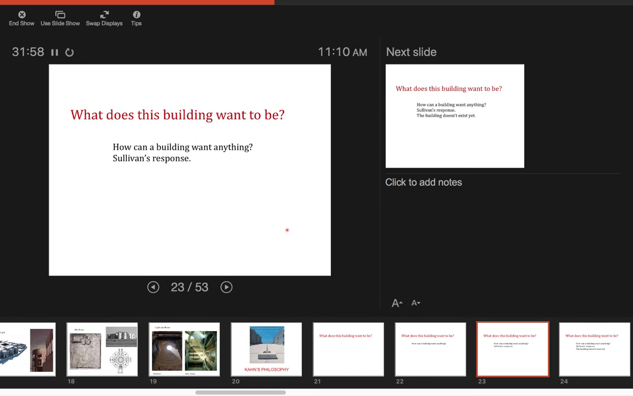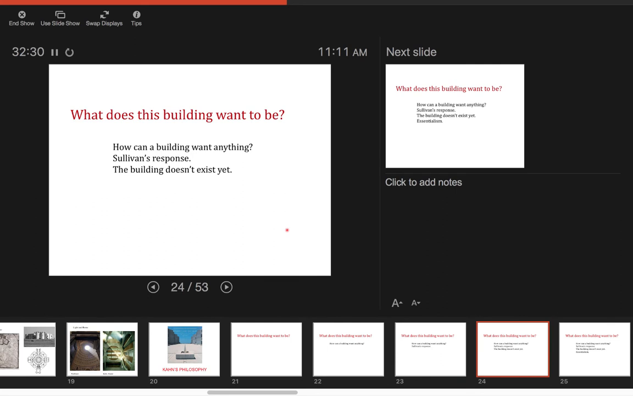In Sullivan's approach, the architect is like a midwife. The building is wanting to be born. The architect is helping that happen. So the building, according to Sullivan, grows out of this interaction. It's not just an imposition of the architect's ego and will. So the building doesn't exist yet. Well, that implies something. It does exist.